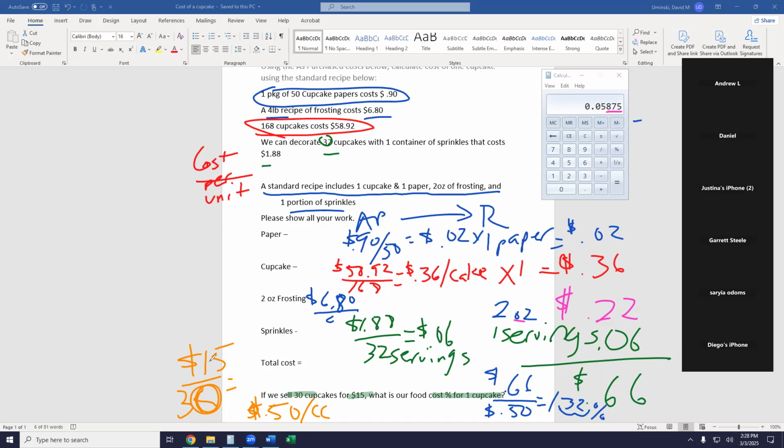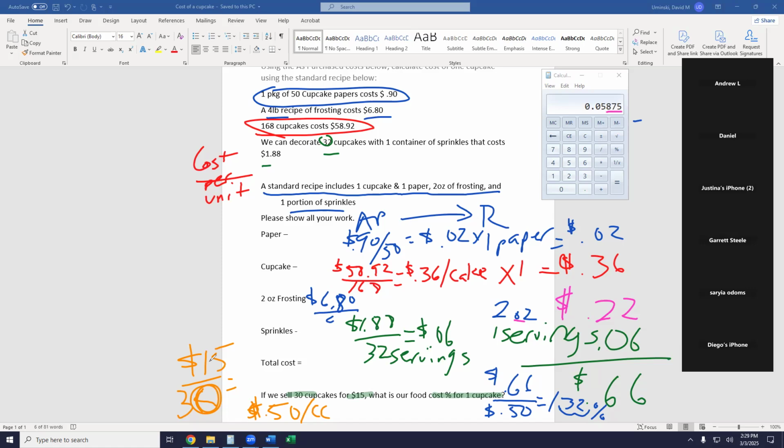What does that number mean? That we're operating on a loss. We are operating at a loss. Every time I sell a cupcake for 50 cents, I'm actually losing 16 cents, because it cost me 66 cents to make it, but I sell it for 50 cents, right?